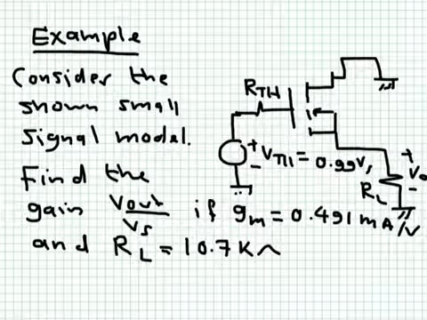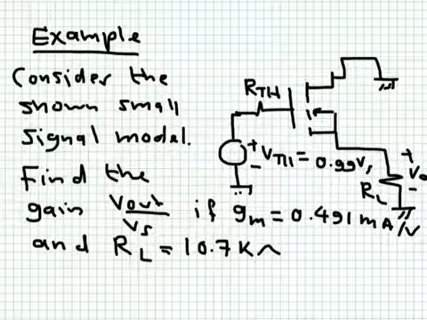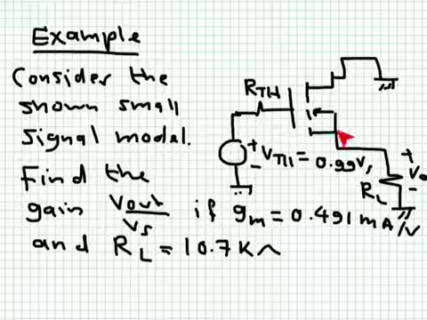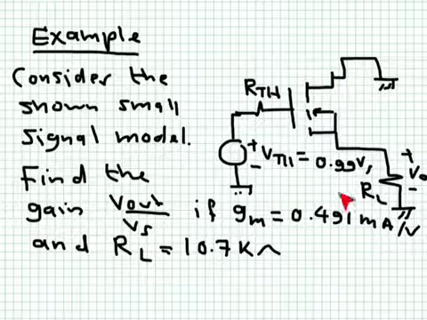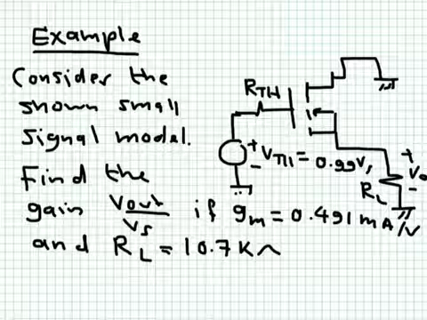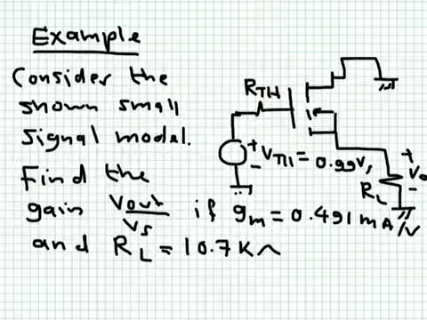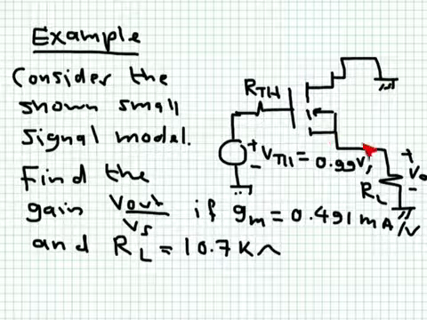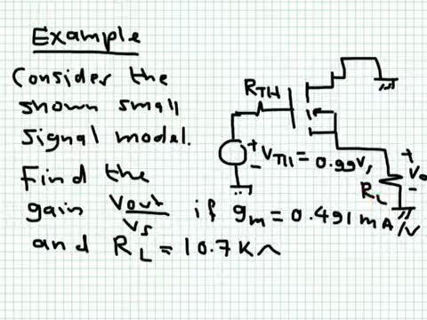Okay, let's see one more example on this one here. Consider the shown small signal model. This is one done using an enhancement type MOSFET. This is the source, this is the drain, and I'm showing you here the AC model. I'm not showing you the complete circuit. I'm showing you the case after I made some simplifications, after I removed the DC sources, after I shorted all capacitors. We call this model a small signal AC model.